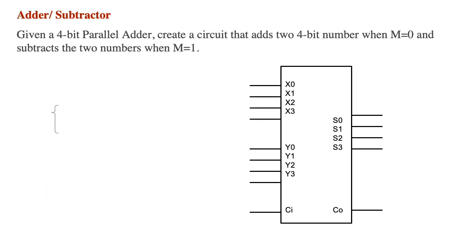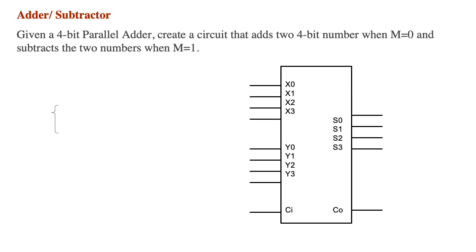Now to a challenge or a problem that requires us to create an adder slash subtractor circuit. That means we have a 4-bit parallel adder chip, and we're required to modify the circuit or add some simple circuit and attach it to it so that this chip will work as an adder and subtractor at the same time. Let's read the problem statement.